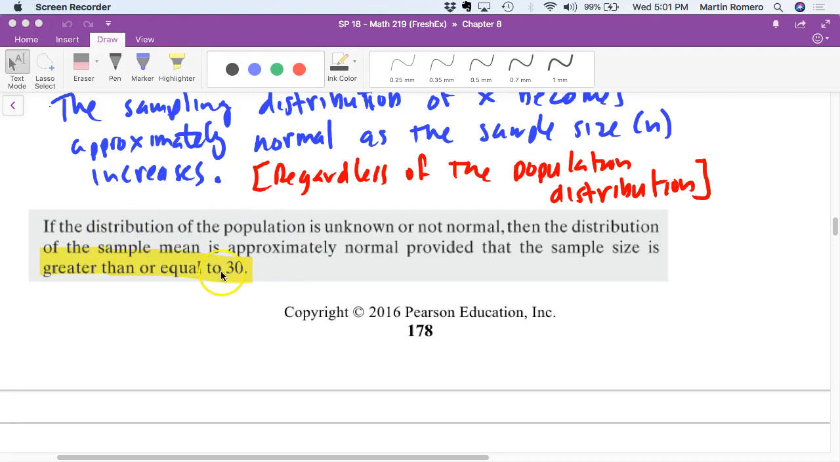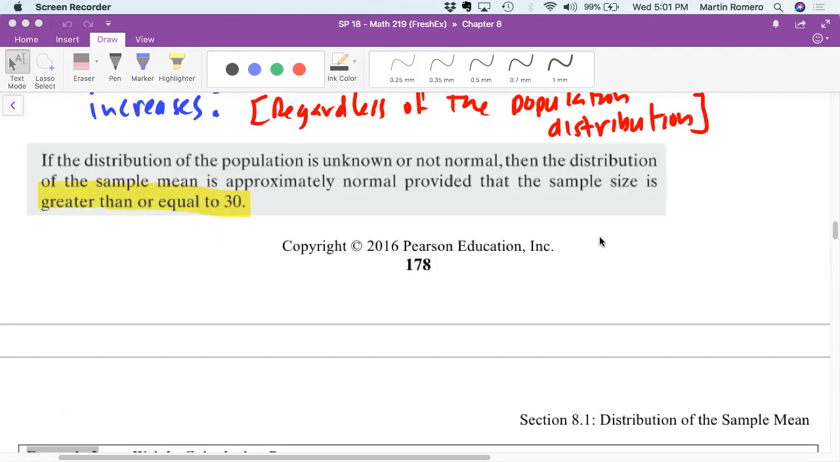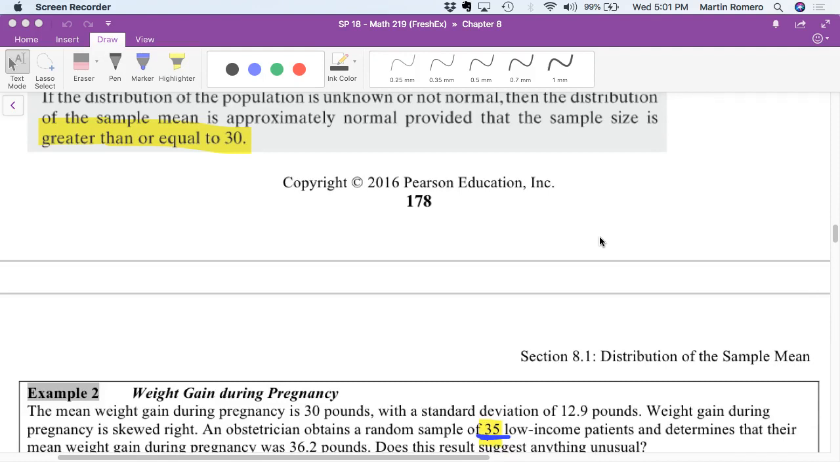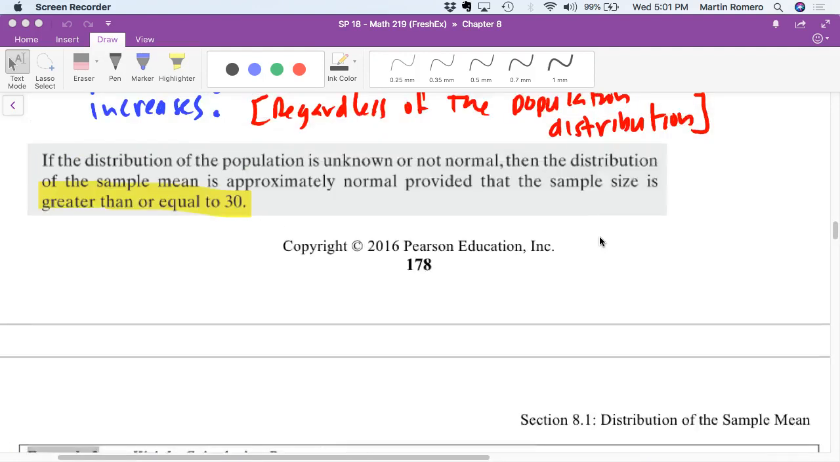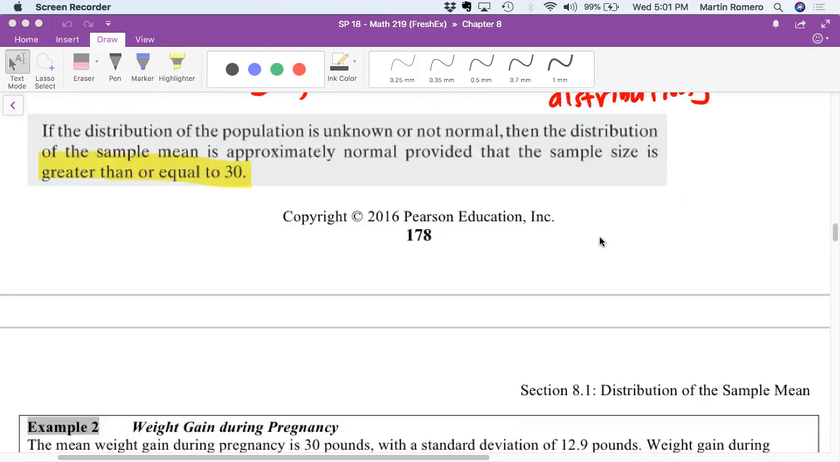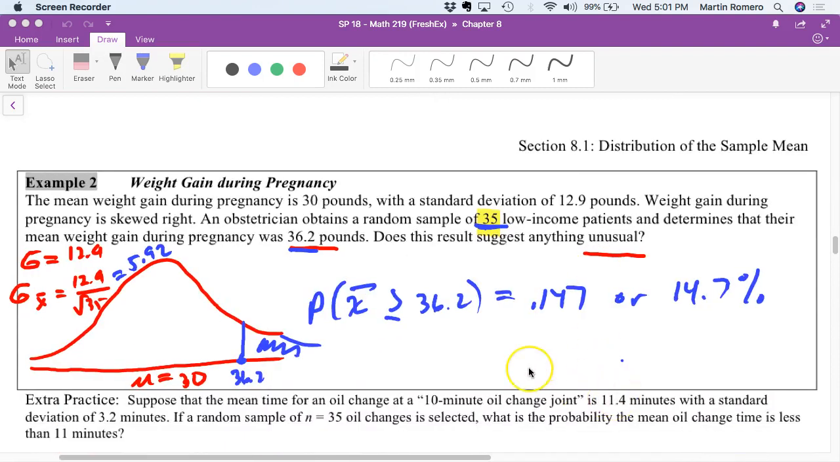An important note that we end up talking about in future lessons is what if the distribution is not normal or it's unknown? Then the sampling distribution of the sample mean will be normal, provided that the sample size is greater than or equal to 30. That's why we like bigger samples, so that we can apply our results. So with the central limit theorem in mind, let's go ahead and apply another problem here.